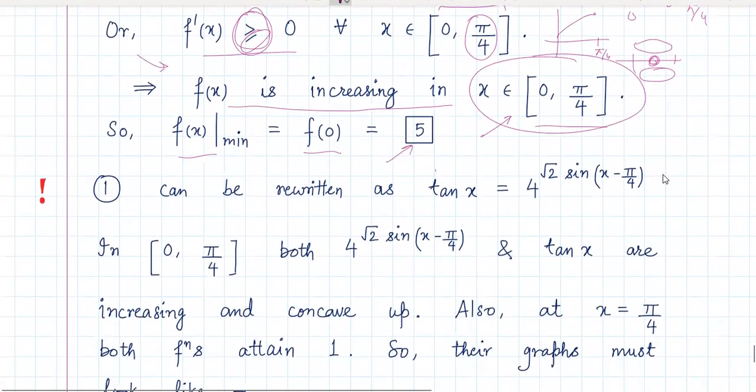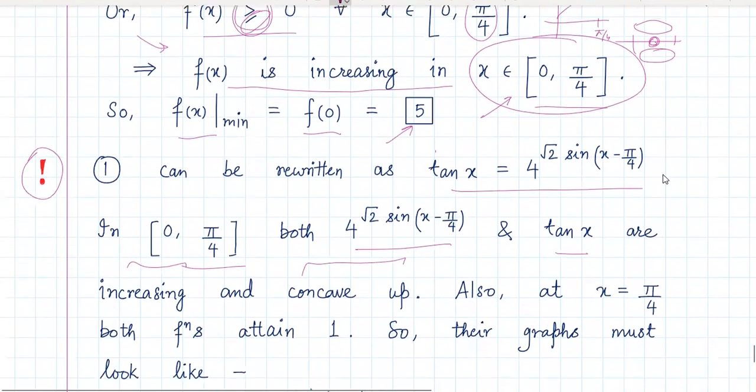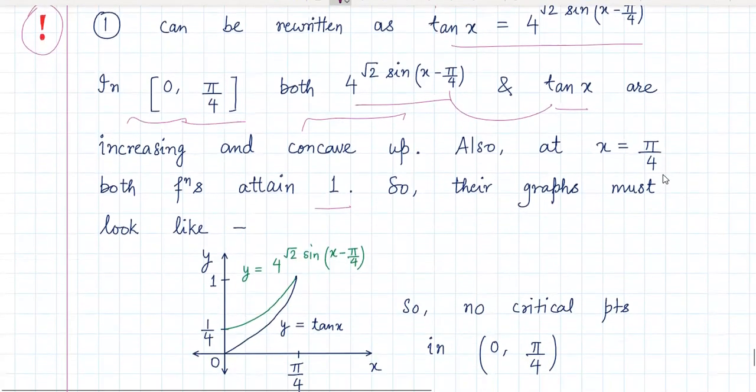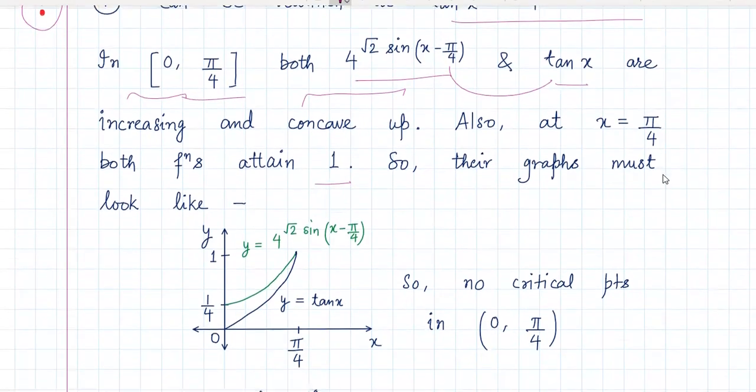Now, a very big mistake that many students often make is that equation 1, they write it this way. In this form they are able to write. Then in 0 to pi by 4, they observe that both these functions are increasing as well as concave up. And also at x equal to pi by 4, both functions have equal value 1. So they think that their graphs must look like this, the way I have drawn here. And so no critical points would be there, and then directly they would be able to do it.